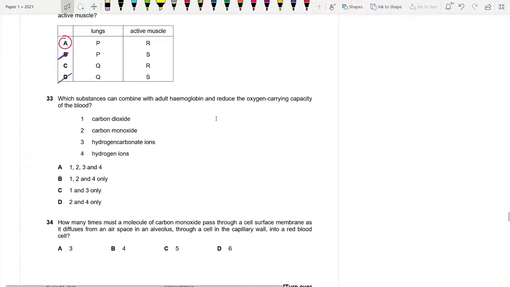33. Which substance can combine with adult hemoglobin and reduce the oxygen carrying capacity of the blood? Okay, carbon monoxide can do that irreversibly. Carbon monoxide irreversibly binds to hemoglobin. Now, hemoglobin also binds to hydrogen ions to form haemoglobinic acid, causing the Bohr shift, right? And carbon dioxide also binds to form carbaminohaemoglobin. Okay, so it's actually 1, 2, and 4. Hydrogen carbonate ions do not combine with hemoglobin, so 3 is excluded. 1, 2, and 4. 33B.